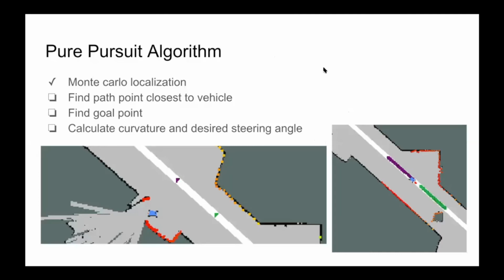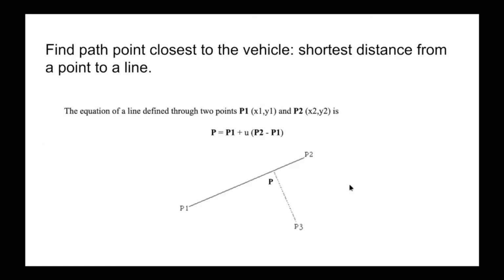The pure pursuit algorithm has four main parts. The first part is the localization of the robot. The second is finding a path point that is closest to the vehicle, and then finding the goal point from that path point that's a certain look-ahead distance away from the robot. The last part is to actually calculate the curvature and set the desired angle of your robot to reach that goal position.